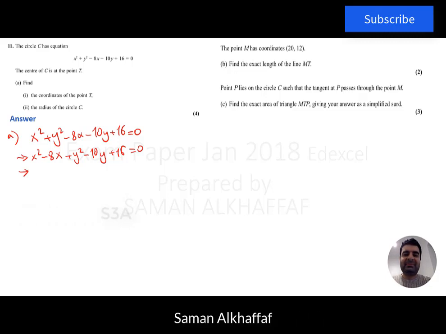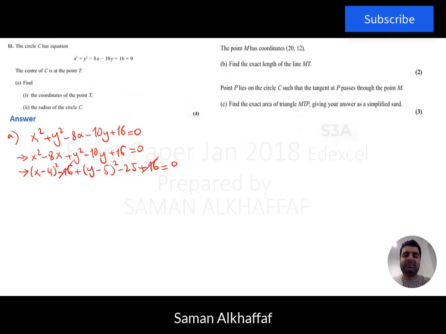where we can see that the x squared minus 8x is a completed square, so that will give us x minus 4 squared, and as part of it, we would have minus 16 here. And the y squared minus 10y is another completed square, so that will give us y minus 5 squared minus 25, and we have a plus 16 here equals 0. So there is a minus 16 here and a plus 16, so these two will be eliminated.